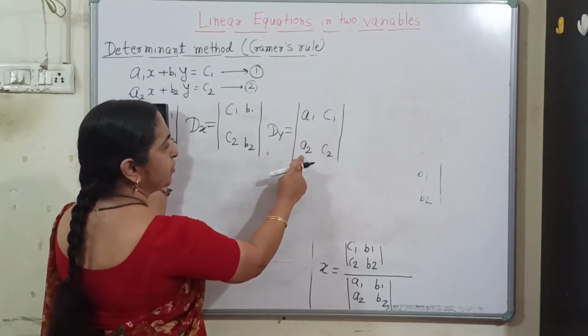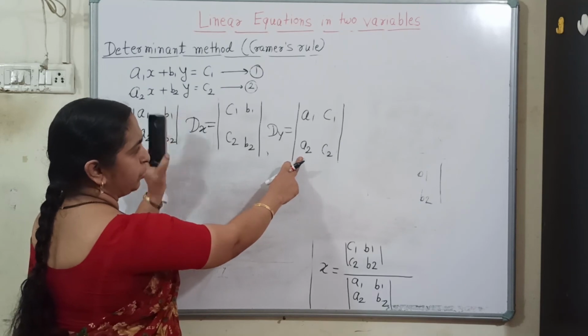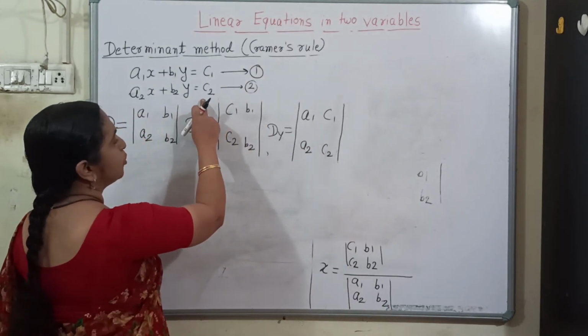Therefore we write our first column as a1 a2 and replace our second column by constant terms.